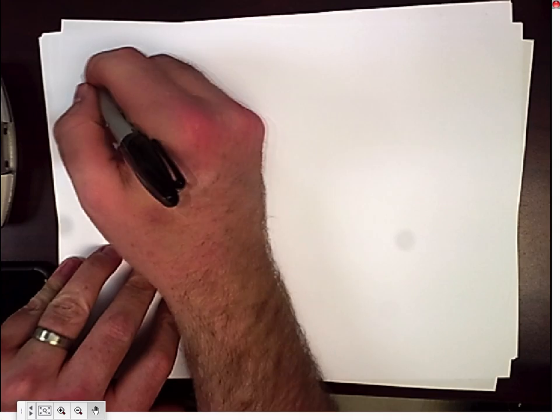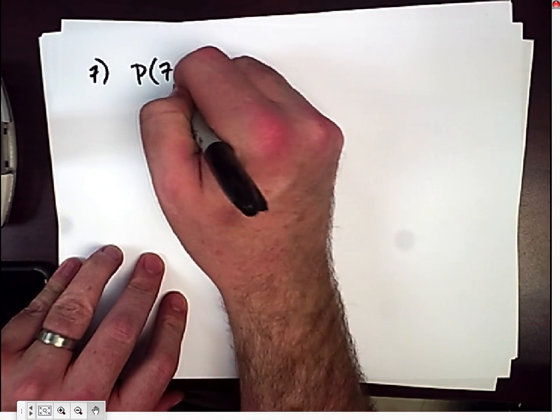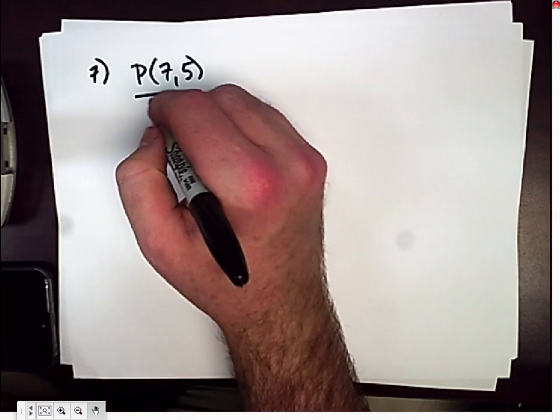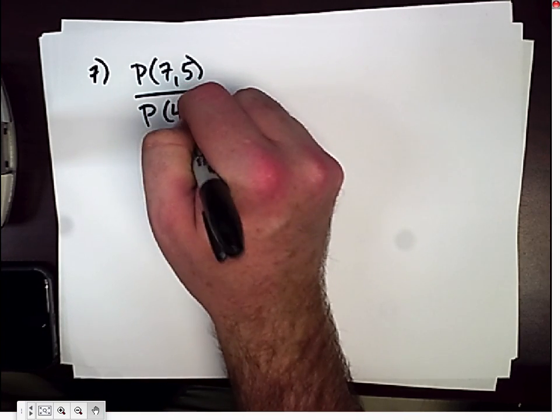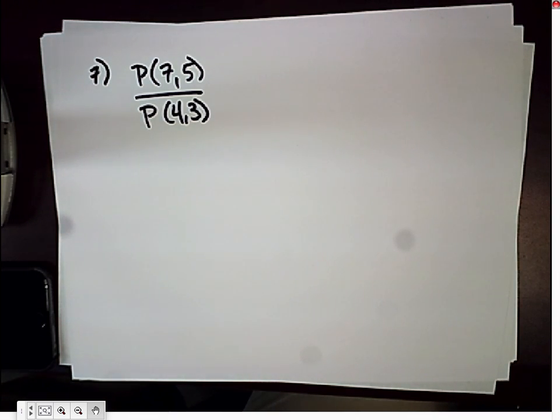All right, so we're looking over the 12-2 worksheet that you guys did. First, you said number what? Sorry? 7. Okay, so number 7 said, the permutation of 7 choose 5, divided by the permutation of 4 choose 3.